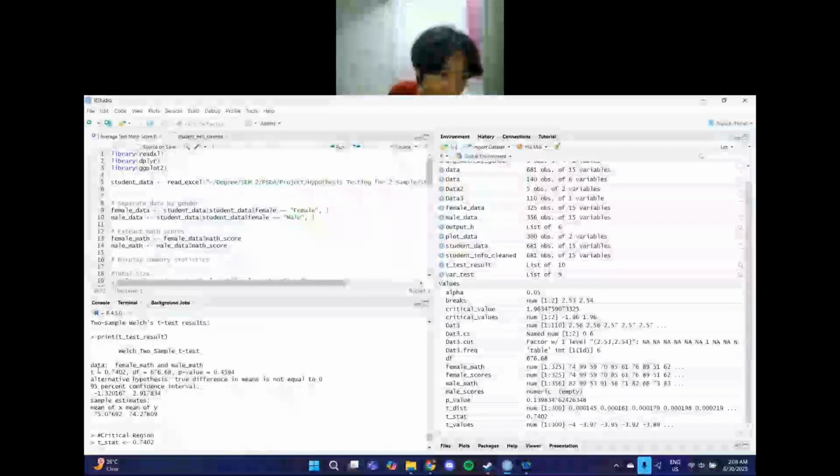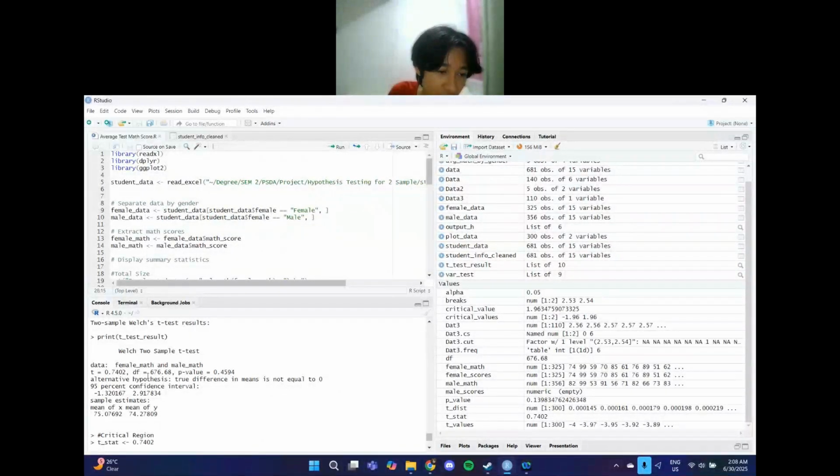This is where we obtain the t-value, degree of freedom, and also the p-value. As you can see here, our t-value is 0.74, the degree of freedom is 676.68, and the p-value is 0.459.